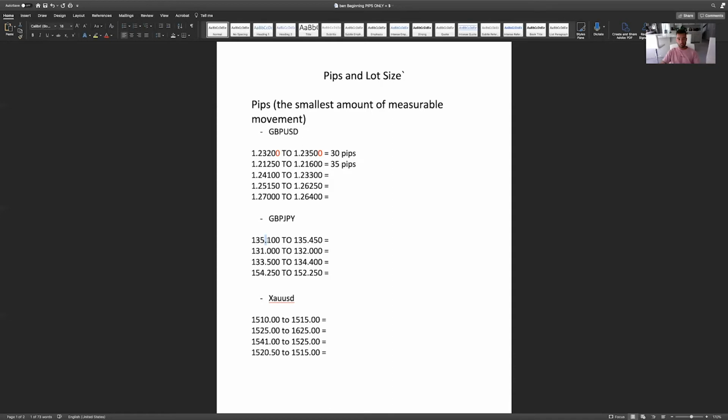Our next one right here is 135.10 to 135.45. So how do we get from 10 to 45? It'd be an additional 35 pips.